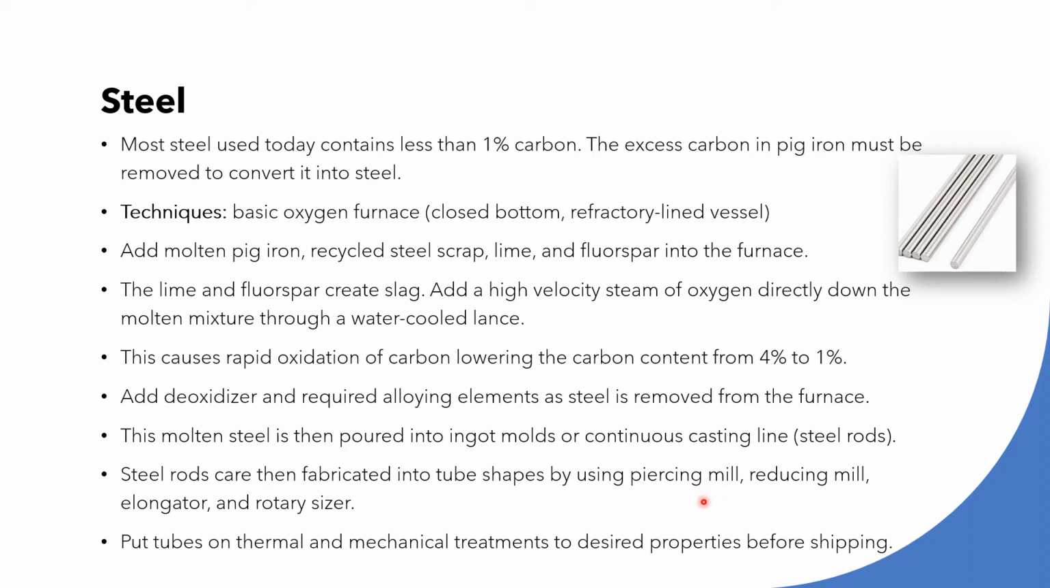Now we start to use our mill. So we have piercing mill, we have reducing mill, we have elongator, and we have a rotary sizer. So we're going to shape, right, the steel rods. And fabrication process starts here. And then put all the tubes on thermal and mechanical treatments up to the properties we want them to have, okay? Then we're going to ship and distribute it.